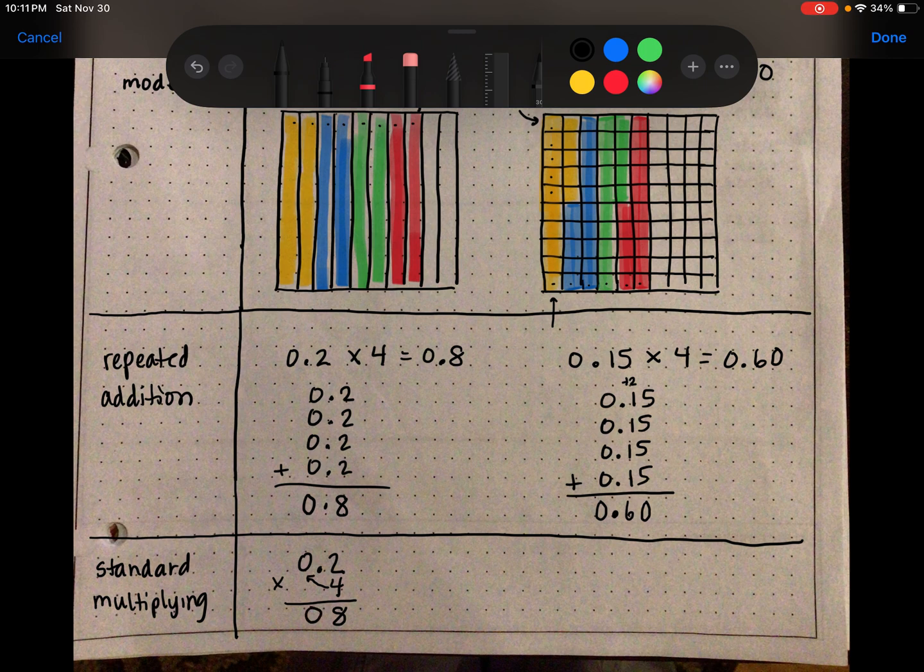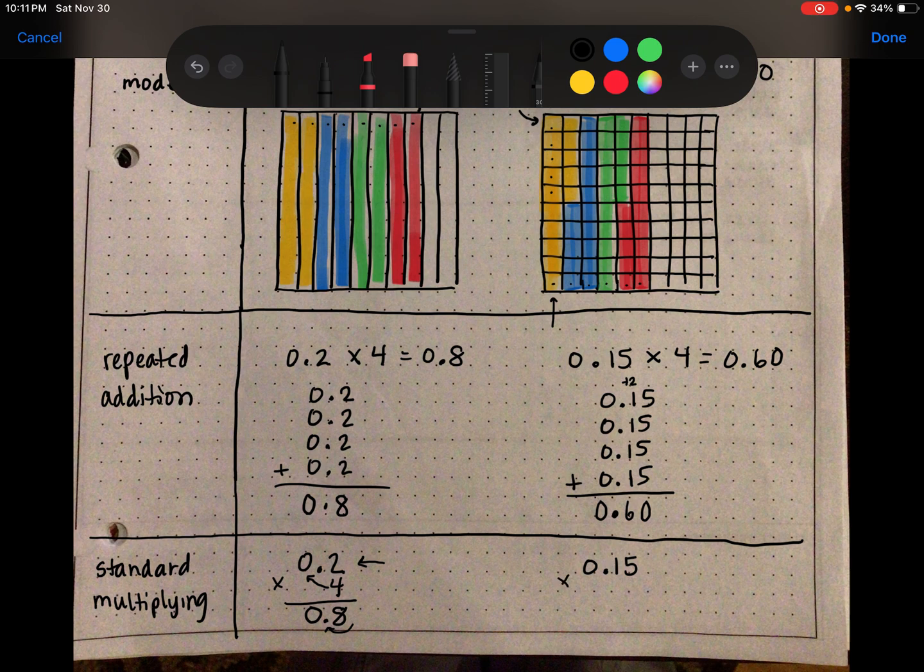So we're going to multiply 4 times 2 is 8, just like you normally would multiply. And then 4 times 0 is 0. And so we get 0 and 8. Now, since we're multiplying a tenth right here, we have to move the decimal over one place to the left. And when I do that, my answer becomes 0.8.